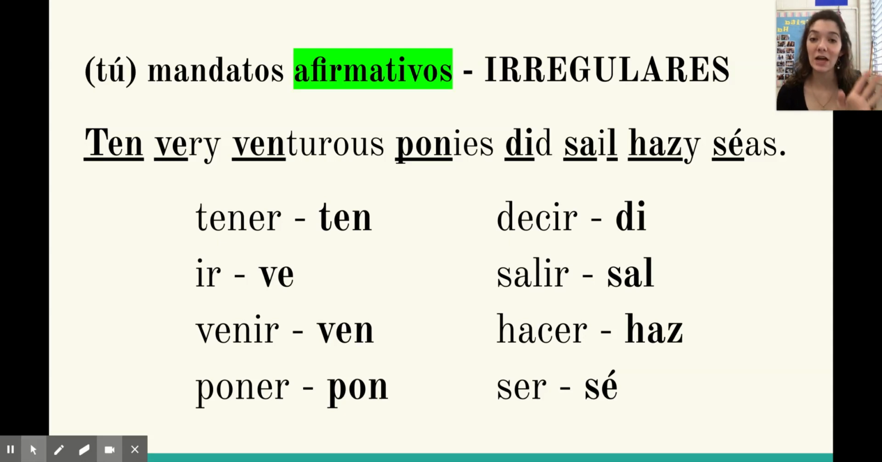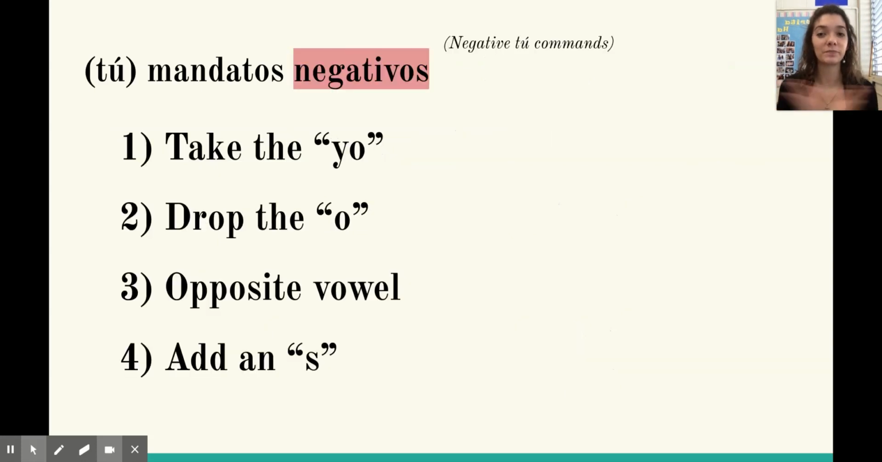These are our 8 irregulars. Those are the only irregulars, and this is in the affirmative form, meaning positive. I'm saying do this, come, take, go, etc., etc. So be careful with these 8 irregulars, and just remember, 10 very adventurous ponies did sell AZCs. Okay, we move on to the negative tú commands.